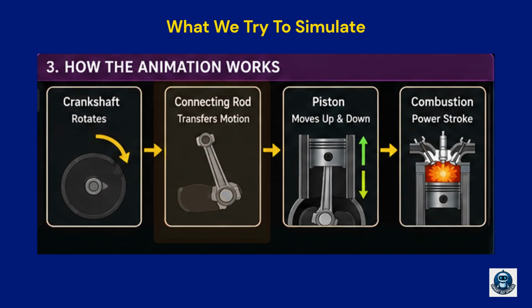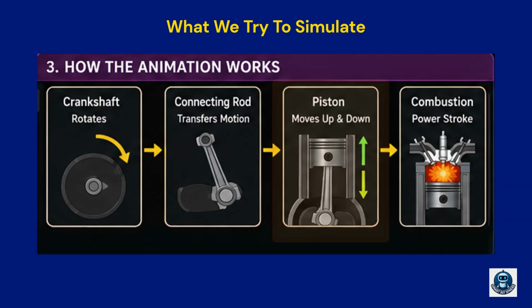The second step is the connecting rod movement. As the crankshaft rotates, the connecting rod changes its angle. In the animation, we draw a line between the crankshaft and piston. This line continuously changes position, creating the connecting rod effect. The third step is piston movement. The rotating crankshaft causes the piston to move up and down. In our code, the piston's vertical position is calculated using mathematical formulas based on the crankshaft angle. As a result, the piston moves smoothly inside the cylinder.